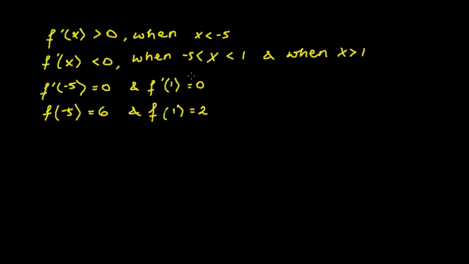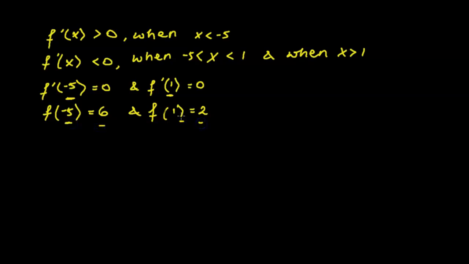Apart from that, we are also given that the first derivative is 0 at -5, meaning this is a critical number, as well as at 1. So there is another critical number at x equal to 1, and the points for the critical numbers, the max, min, or point of inflection, are given to us as (-5, 6) and (1, 2).